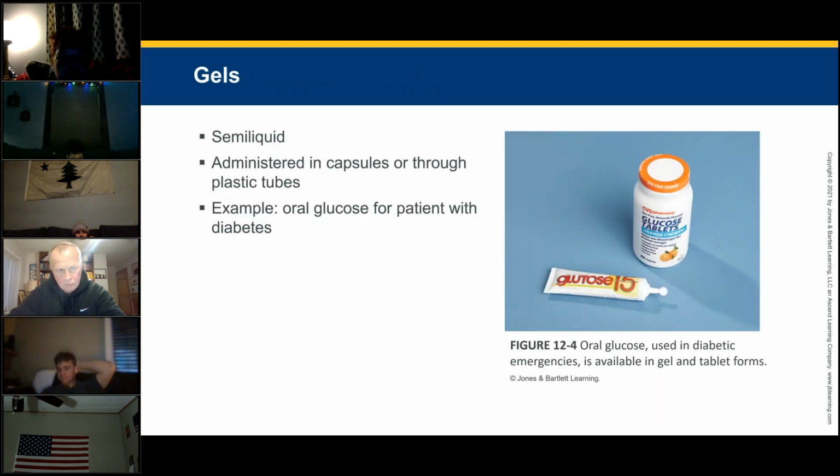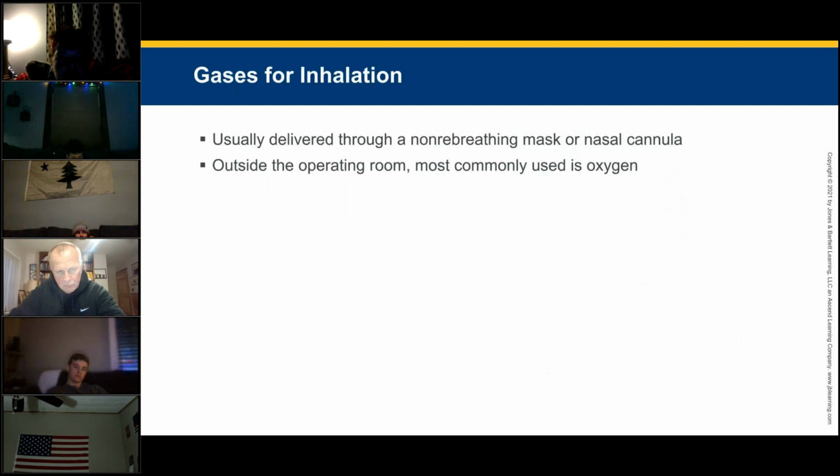Gels are semi-liquid and they're administered in capsules or through plastic tubes. One of the examples for that would be oral glucose for a patient with diabetes. Gases for inhalation. They're usually delivered through a non-rebreathing mask or a nasal cannula. Oxygen is our most commonly used gas form outside of the operating room.